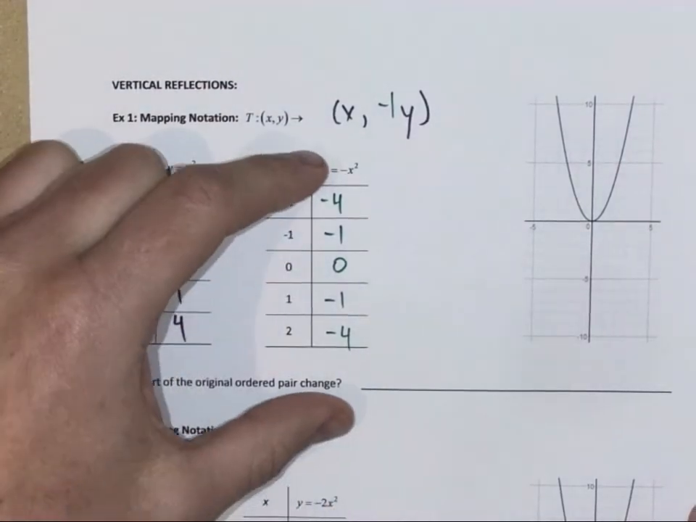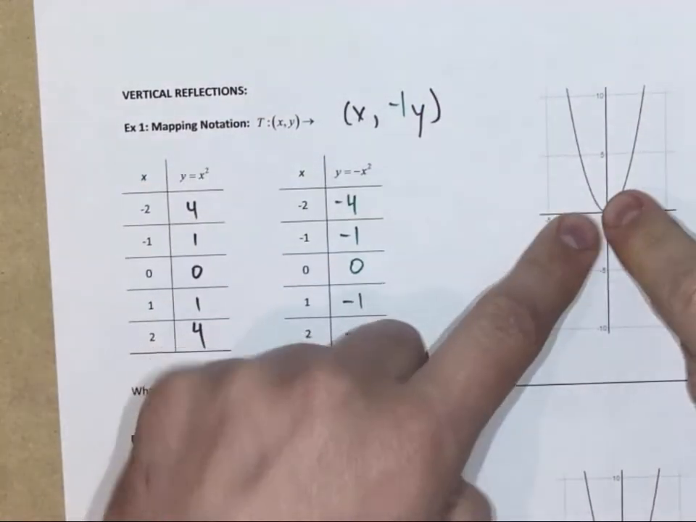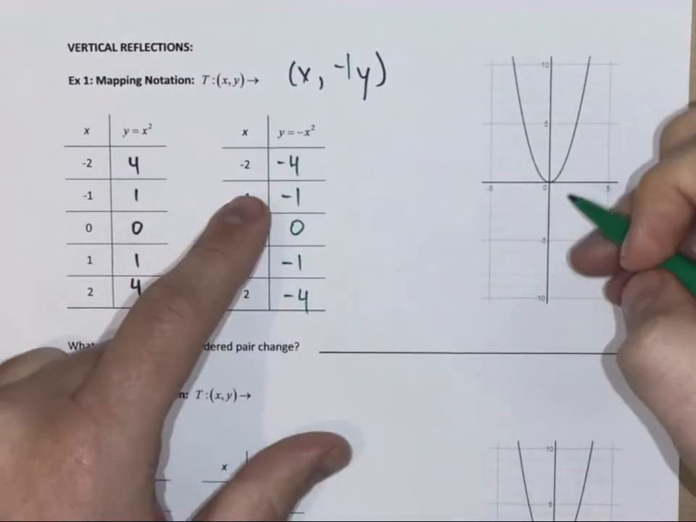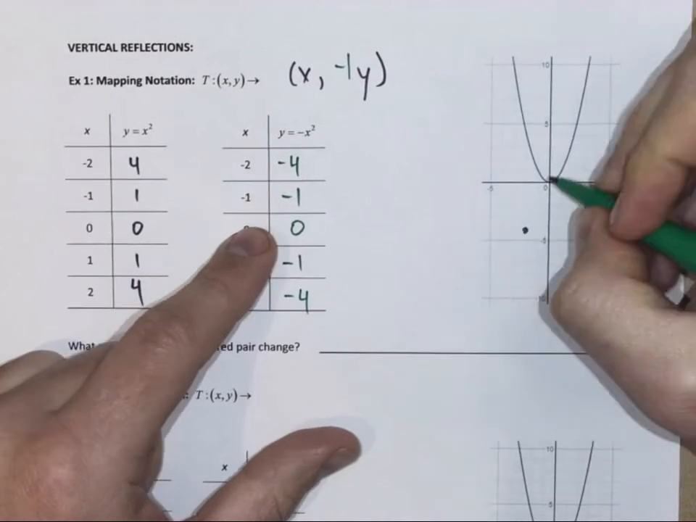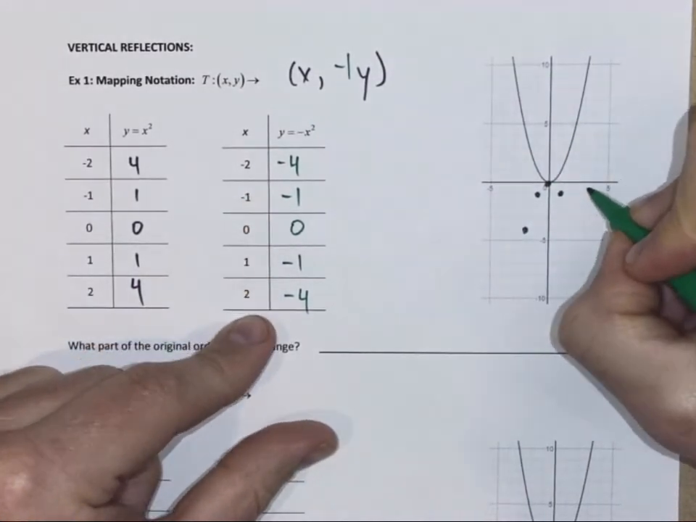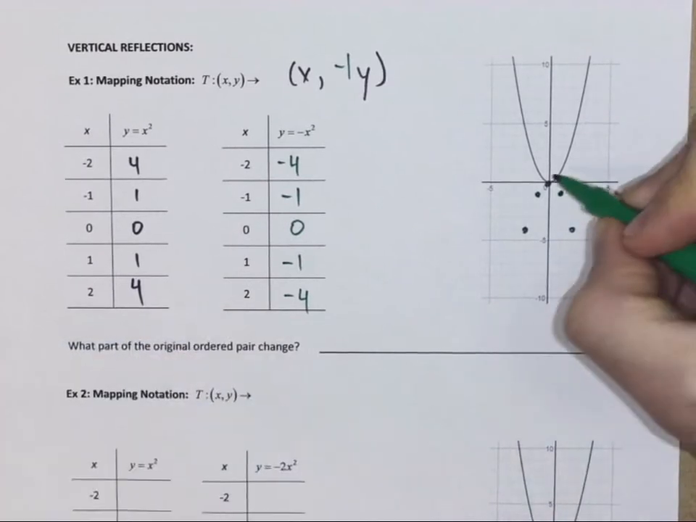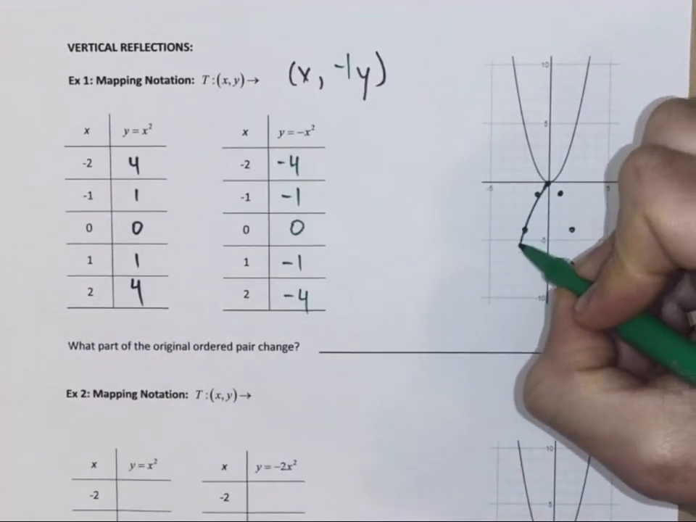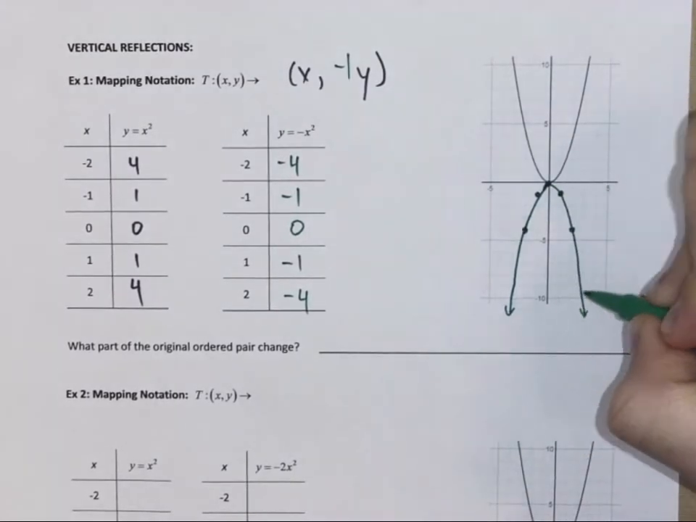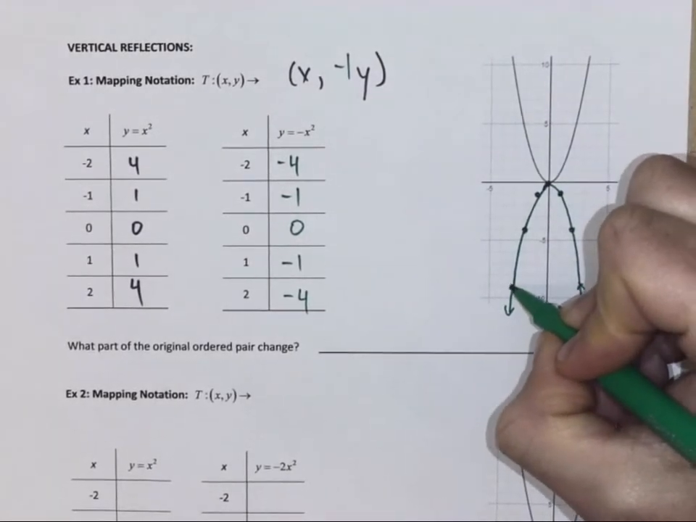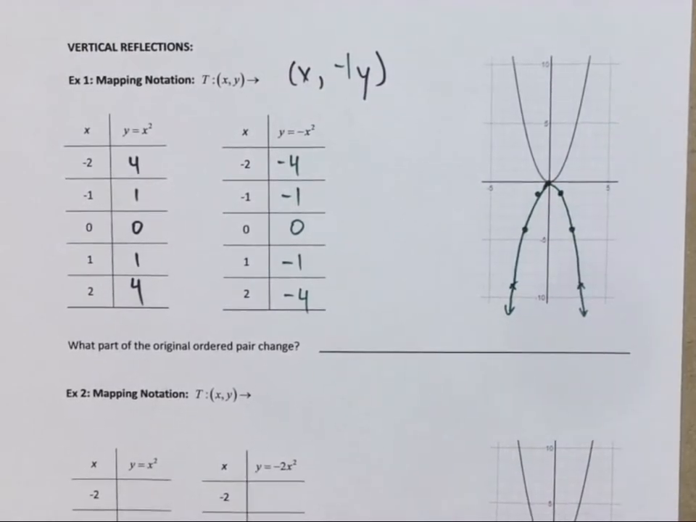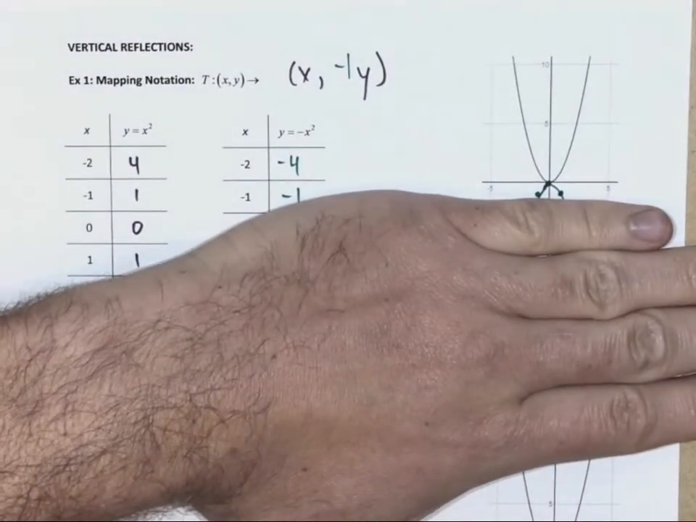So this entire thing still has the same curvature, but is reflected and now opens down. So negative 2, negative 4, negative 1, negative 1, 0, 0, 1, negative 1, and 2, negative 4. And if I continued, I would know that I need to go through 3, 9. So it would become 3, negative 9, and negative 3, negative 9. So reflection. It's like a mirror image.